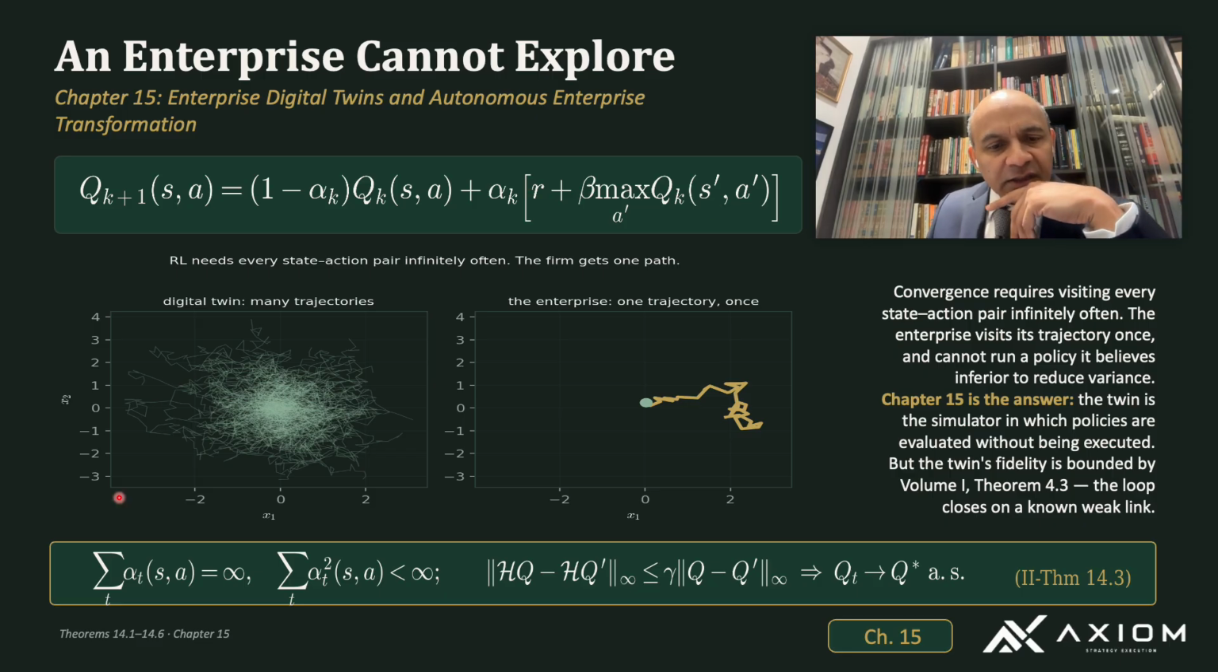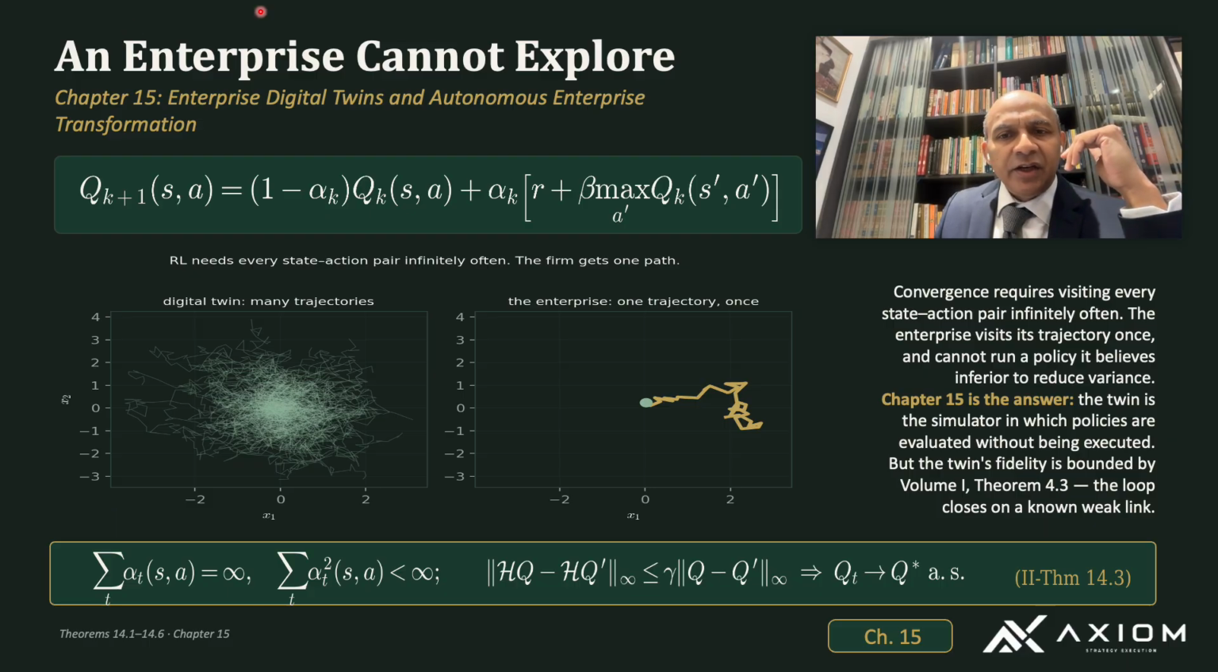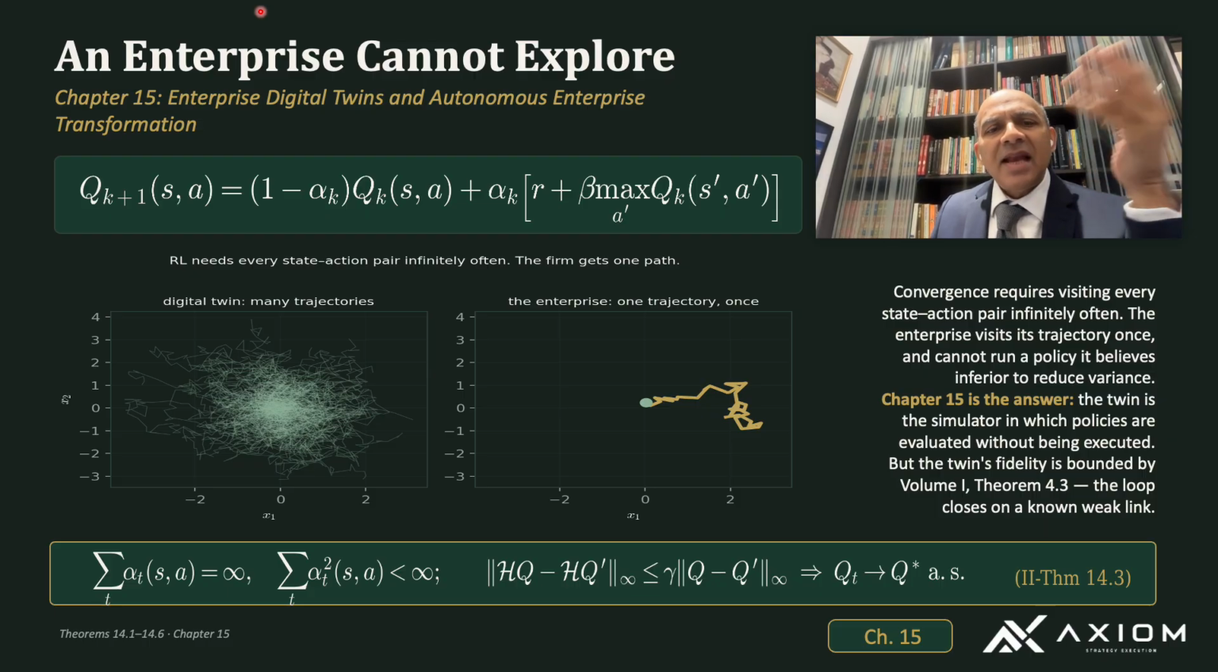And these charts here show the extrapolation problem in reinforcement learning. Standard RL convergence requires repeatedly visiting every relevant state, action pair, which a real enterprise cannot do because it experiences only one historical trajectory, whereas a digital twin can simulate many alternative trajectories and provide the repeated exploration needed for learning.